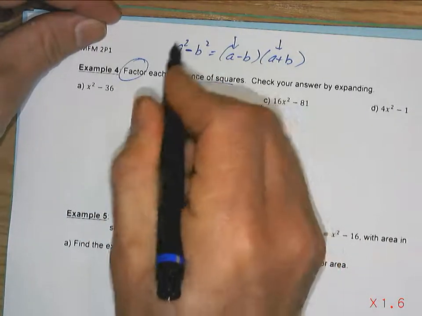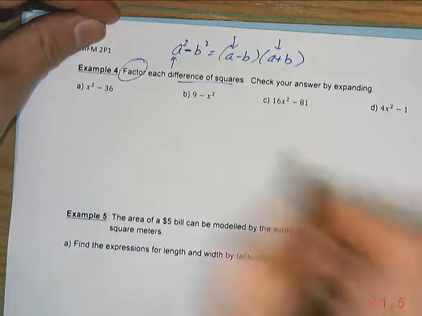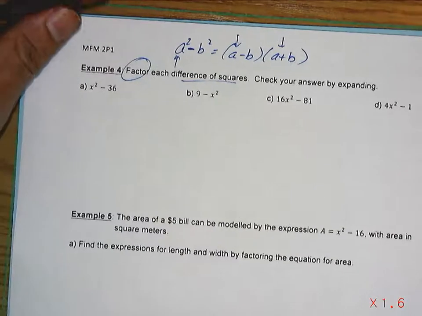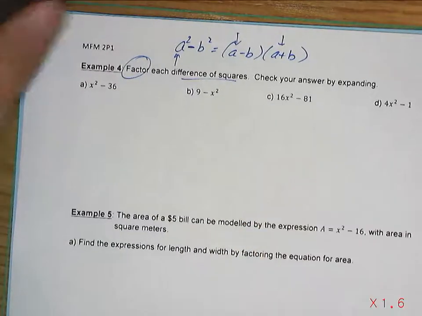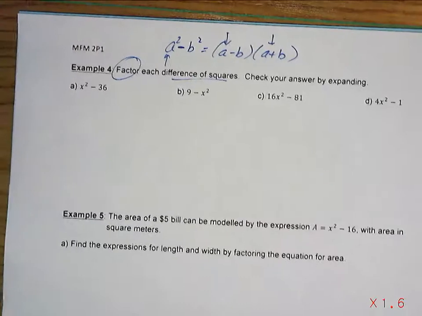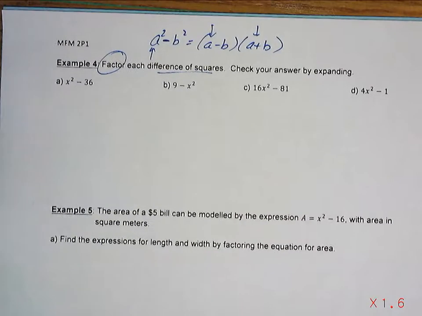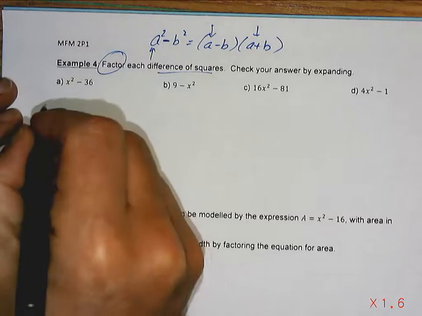Now, factor each difference of squares. So it's going to be in this form. If it's not in this form, then we're not factoring difference of squares. We're doing something else. All right, check your answer by expanding. So we're going to factor first, and then we're going to expand it to come back to the original expression. Okay, so this is the way I do these questions.